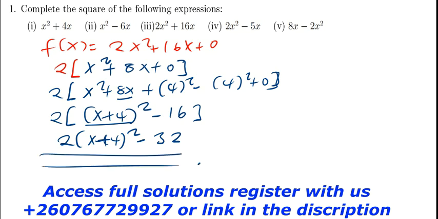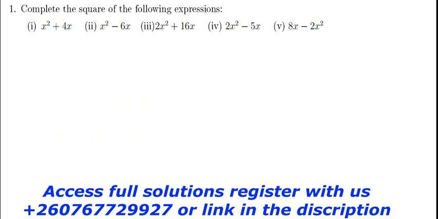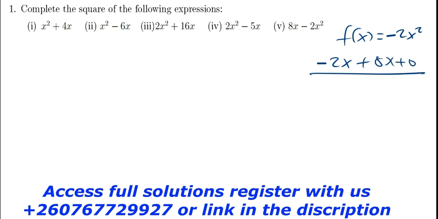Now I'm going to leave part 5 for you. I'll go ahead and do part 4. For part 5, I'll just give you a hint. It is the same as negative 2x squared plus 8x plus 0. Now go ahead and do that. You factor out negative 2.